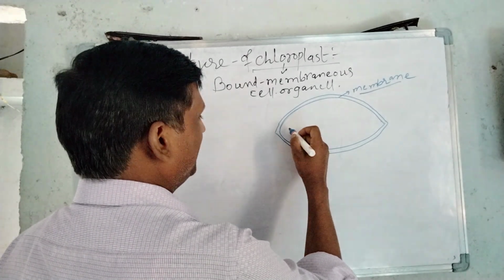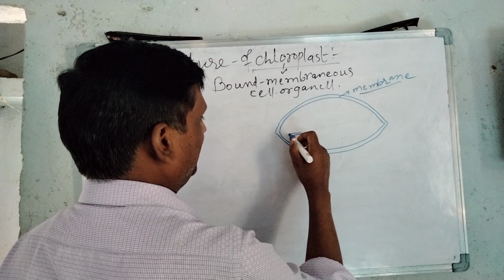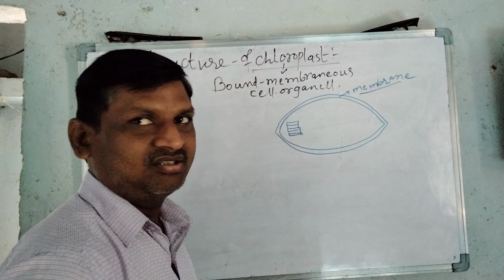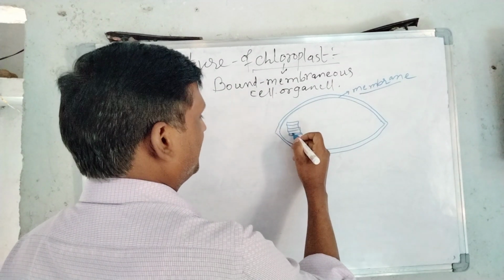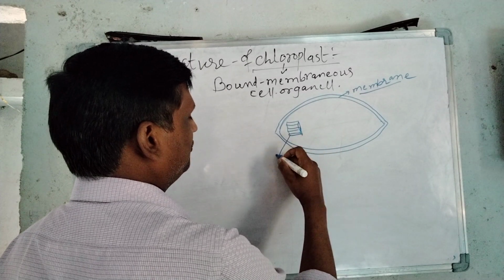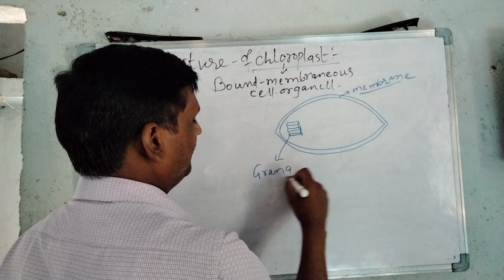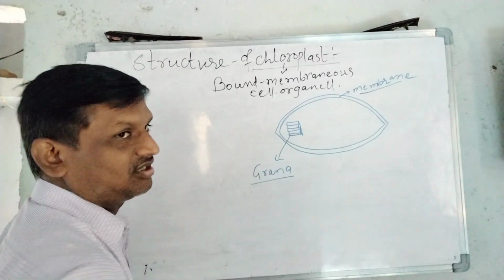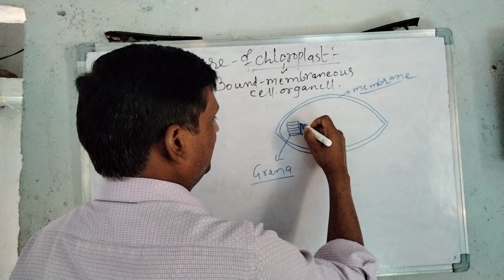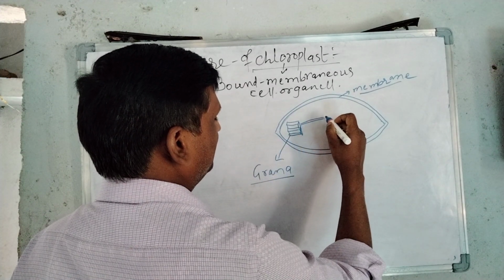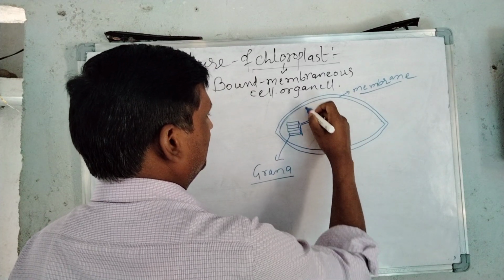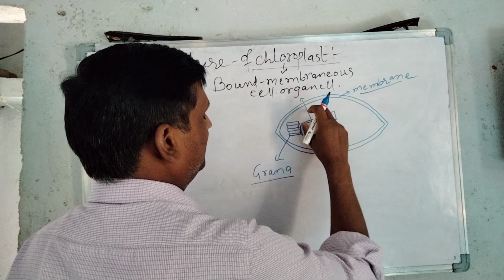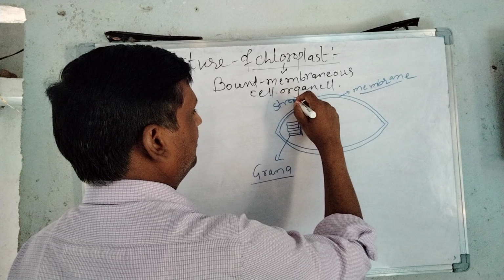Here we can see there are several thylakoids joined together inside the chloroplast. Thylakoids which are joined together in the chloroplast are known as grana. One grana is connected to another with, see, this is stroma thylakoid.